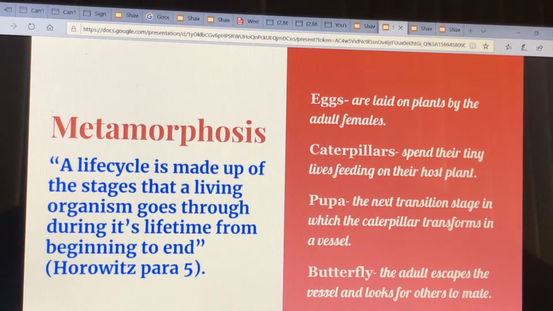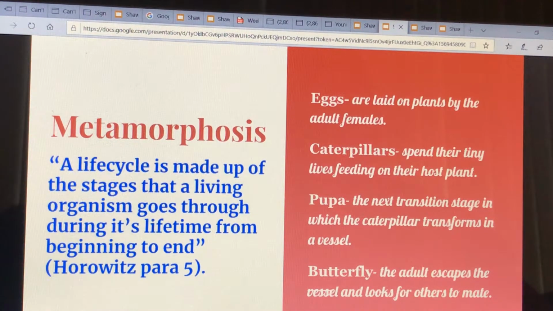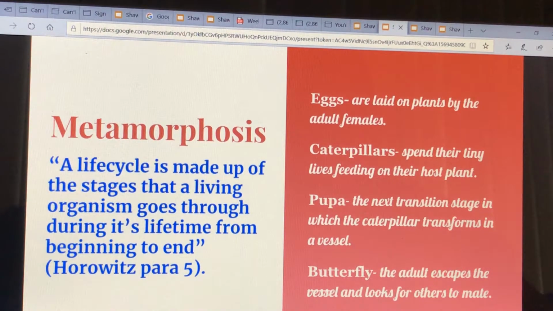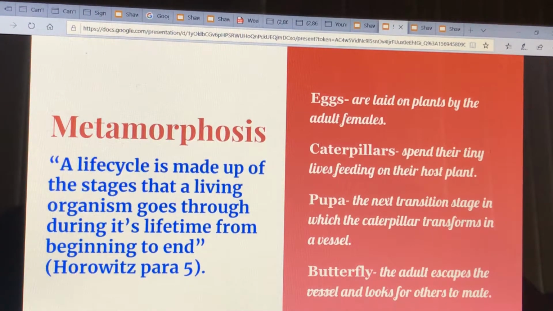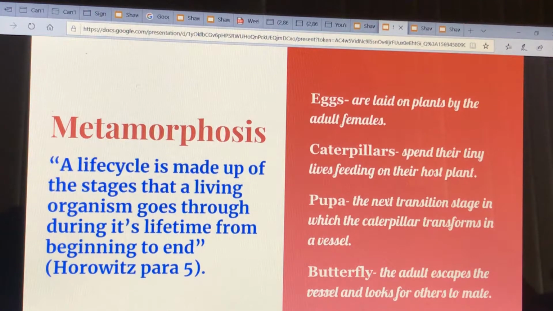They start out as the eggs that are laid on the plants by the adult females, usually it's milkweed. Then the caterpillars, when they come out of the egg, they spend their entire little lives just eating. That is their whole purpose. They eat their host plant. Then they become the pupa, which is that hard-shelled chrysalis, and that is the transition stage. That's really when they transform while they're in that chrysalis. And then they come out and they are the adult butterfly.